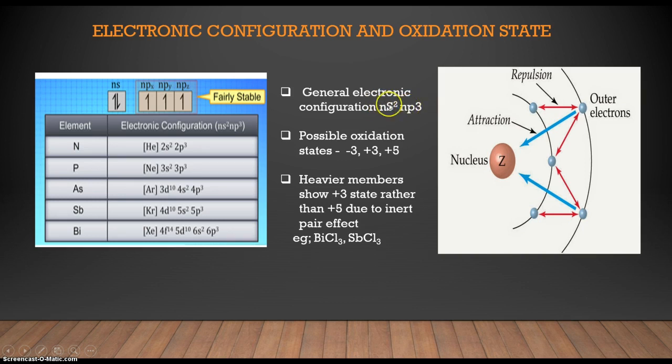So in spite of having 5 electrons in the valence shell, only the 3 electrons of the p orbitals will be used in bond formation or in chemical reactions. That's why the heavier members of group 15, which are arsenic, antimony and bismuth, will exhibit the +3 oxidation state rather than the +5 oxidation state. As you can see in compounds like BiCl3 and SbCl3, the oxidation state of bismuth and antimony is +3 rather than +5. So why is it happening? It is happening because of the poor screening power of d and f electrons.